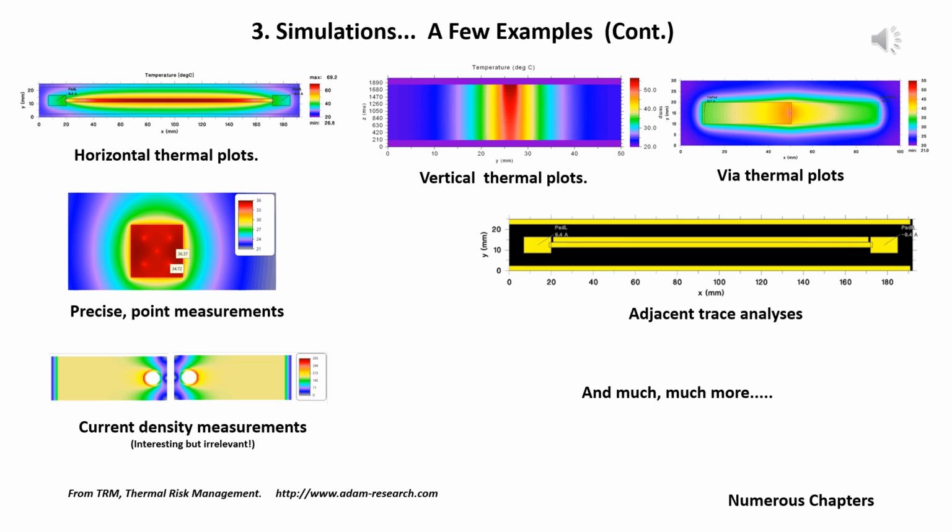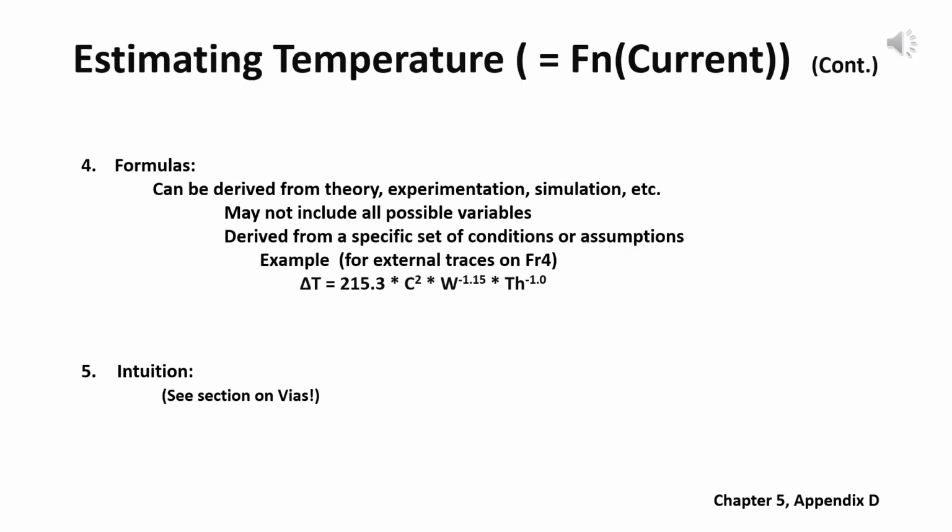This is an image of a heated pad, and we can measure the temperature on specific points on the pad. We can do adjacent trace analyses where we can put current down one trace and look at the impact on an adjacent trace. And then on the bottom left, we show that we can get some current density images. Now, these are really pretty and interesting images. They are totally irrelevant to anything that we might care about, but they are interesting nonetheless. And then there is still much, much more we can get from a simulation.